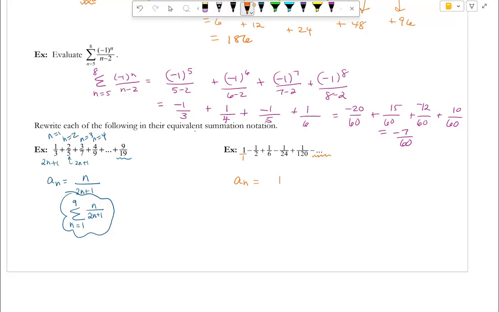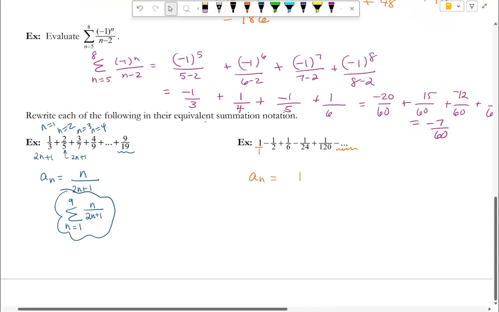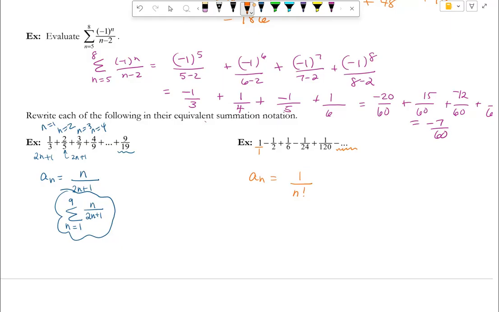My denominator, hopefully we're beginning to recognize this pattern, 1, 2, 6, 24, 120. This is n factorial. So again, this would be like 2 times 1. This would be 3 times 2 times 1, 4 times 3 times 2 times 1, and so on.